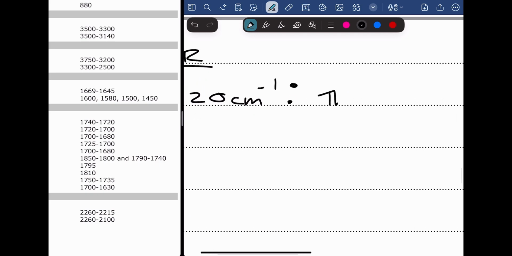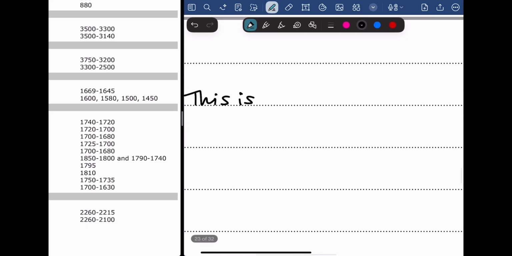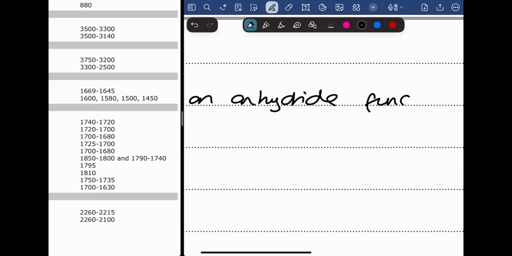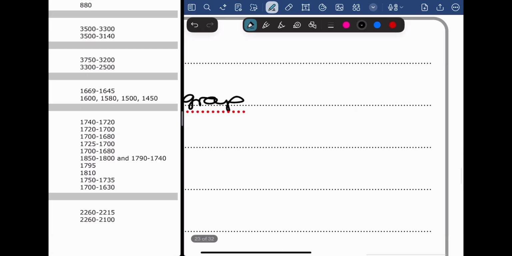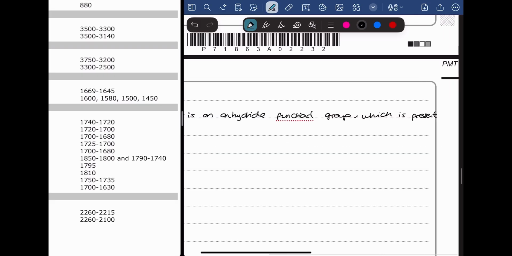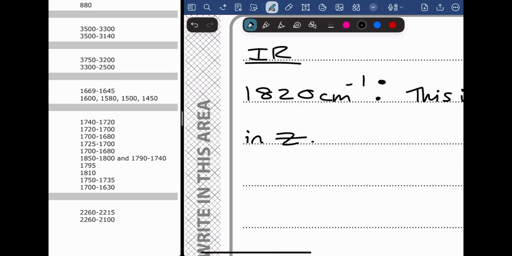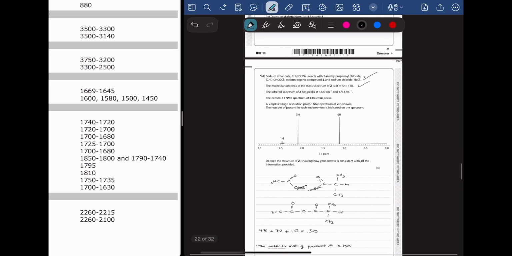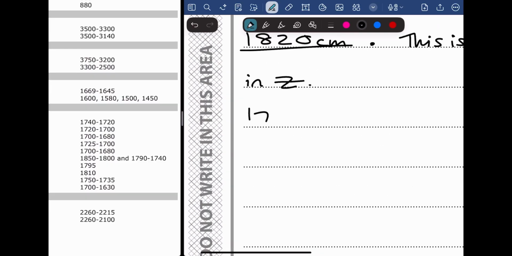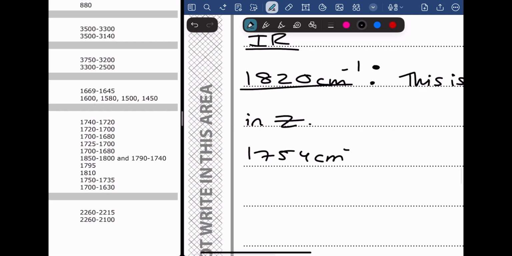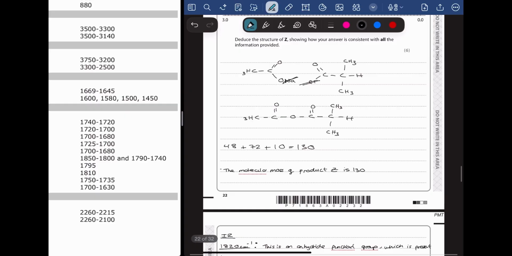So we say this is an anhydride functional group, which is present in the product Z. Perfect. So now we've got the 1820 done, so we can tick that one. Then it's the 1754, so 1754 centimeters to the -1. Let's look at our product that we've drawn and see what other functional groups there are.